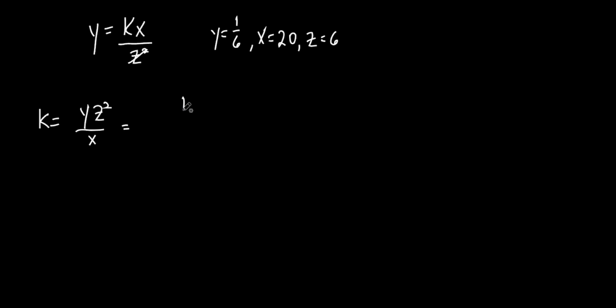So the y is what? 1/6. What is the z? Right, 6 squared over the x, which is 20. And now you just work this out. 6 squared is 36, and this is 1/6 of it, or 36 divided by 6. So what does that come out to be? Just a 6, okay, over 20. And then you just simplify that, and it's a 3/10.